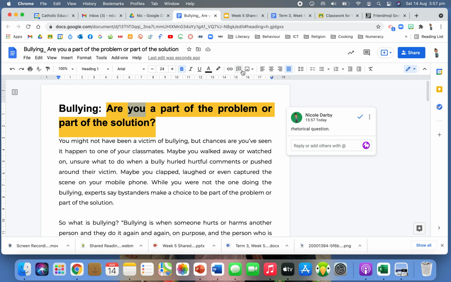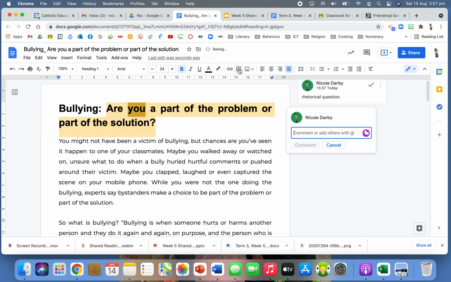I wonder if I can comment on that one too. Yes, I can. Using a personal pronoun is pulling me into this text because it's making me think, oh, all right then, am I part of the problem of bullying or am I part of the solution? Well, I don't really know. So that's really powerful, the way that that's been brought up.